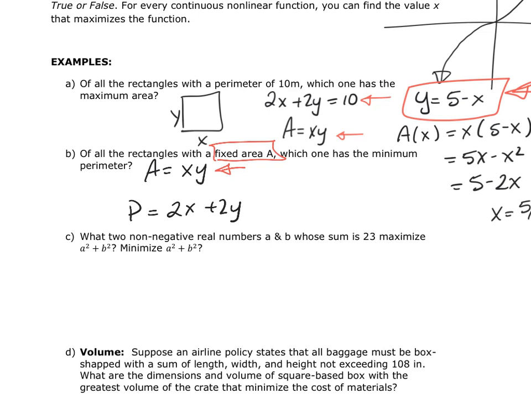So let's solve for y. So again, we solve for my constraint one. So I have A over x is equal to y. That is the constraint. Now I'm going to put it in the one I want to either maximize or minimize. So then I'm going to take this equation right here and replace my y with A over x, and then I have a function in only x.